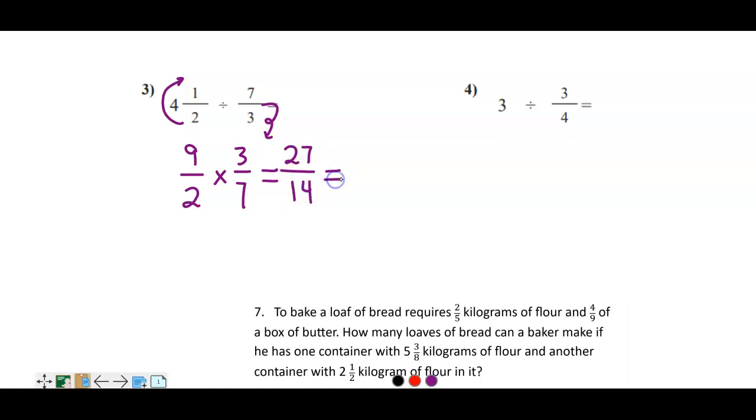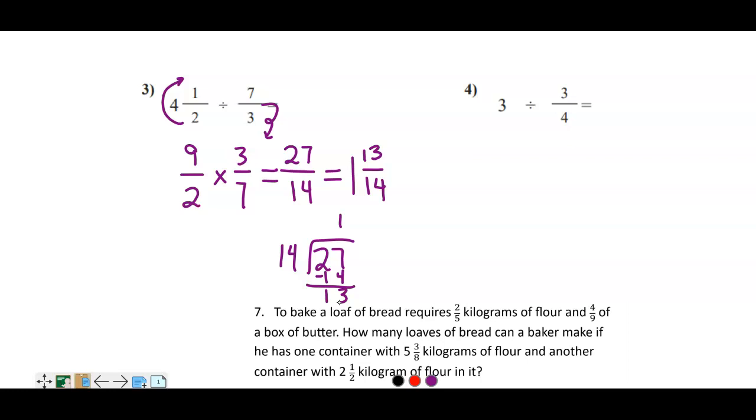We can change that into a mixed number. How many times will 14 go into 27? 1 time, and then there are 13 left over. So that is just our division problem. This is what I did here: 27 divided by 14. How many full groups of 14 are in 27? There's one full group. So take that away, and you end up with 13 left over. That's our numerator, 13/14. That's our answer. We're done. How about number 4?